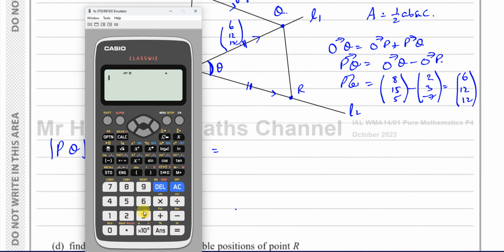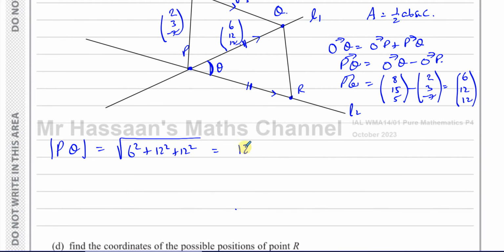So we're going to have the square root of 6 squared plus 12 squared plus 12 squared. That gives us 18. And we know that the magnitude of PR is the same as the magnitude of PQ, which is also 18. So this length is 18, this length is 18, and we know the cosine of this angle is 2/3. So we have something like this.